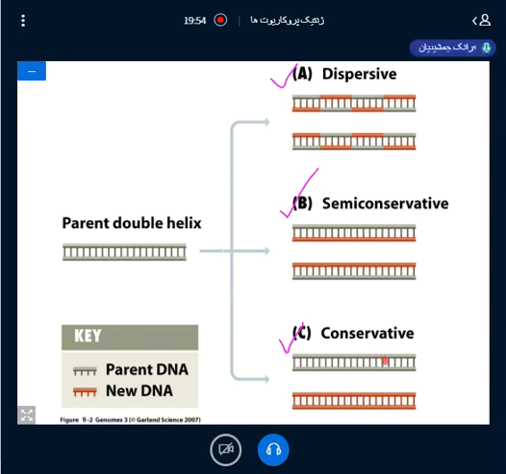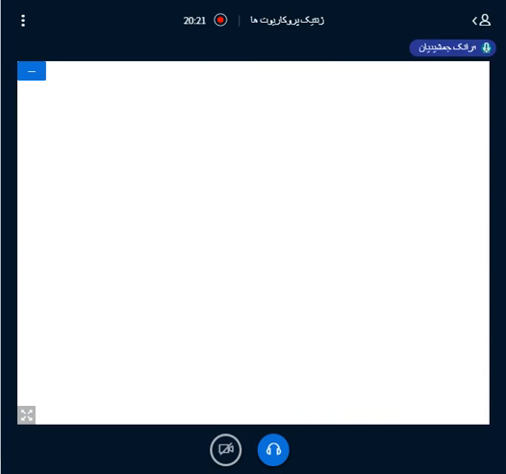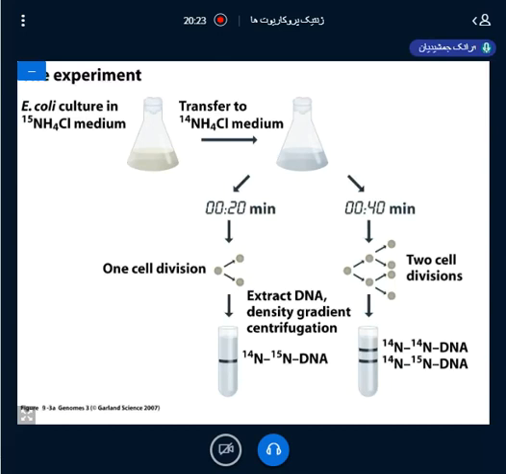So do you all know which theory is correct? Which theory is correct? What is the replication theory? How does our DNA replicate? B. Yes, of course. The semi-conservative is correct, so the dispersive and conservative theories are incorrect. Yes. Of course.